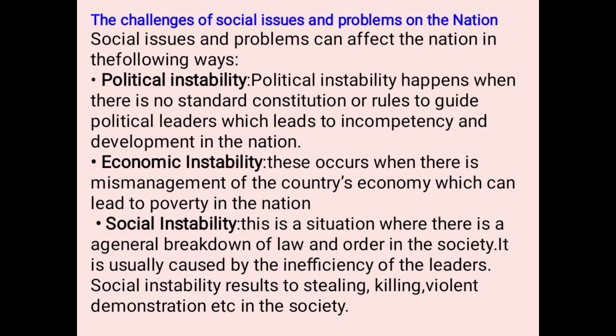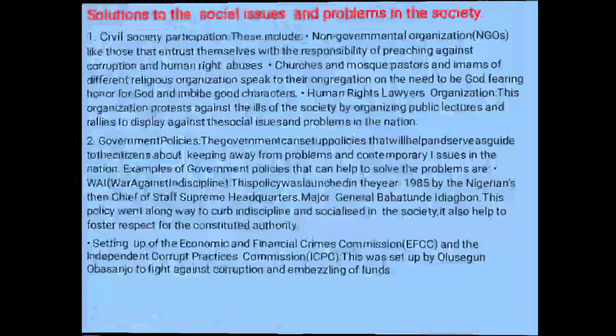Economic instability is another one. It occurs when there is mismanagement of the country's economy, which can lead to poverty in the country, like what we are experiencing now in our nation. Social instability is also a situation where there is a general breakdown of law and order in the society, and is usually caused by inefficiency of the leaders. Social instability results in stealing, killing, violence, and demonstration in the society.